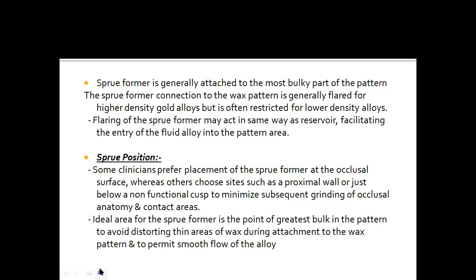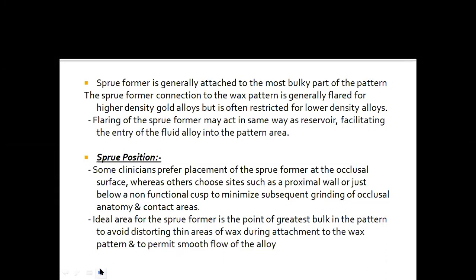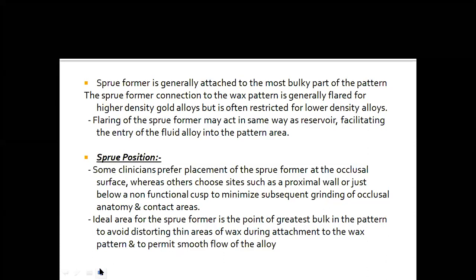Normally, if they ask in the options, the sprue attachment is to be in the bulkiest portion of the pattern. But it can also be attached to other areas where the cast pattern is a little thick, not very thin. The ideal area for the sprue former is the point of greatest bulk in the pattern, to avoid distorting thin areas of wax during attachment to the wax pattern and to permit smooth flow of the alloy.